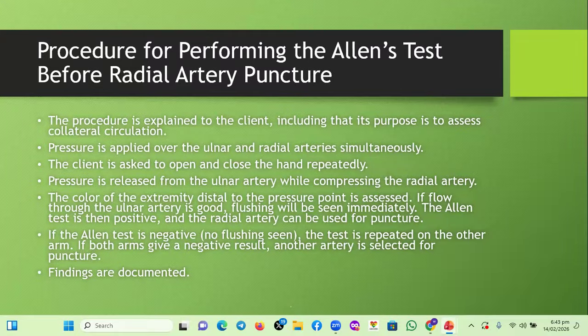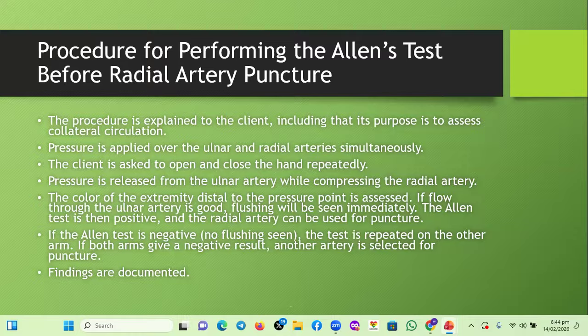Then pressure is applied. When I'm done, I'll show you the picture. Okay, I'll Google it for you to see. Pressure is applied over the ulnar and then the radial artery simultaneously. The client is asked to open and close the hands repeatedly whilst you have occluded the arteries, whilst you have occluded the ulnar and the radial arteries.